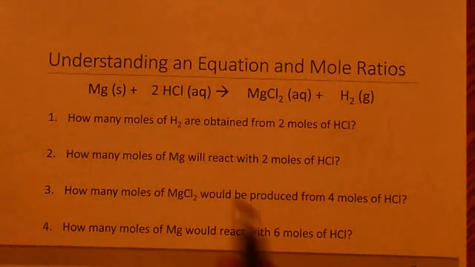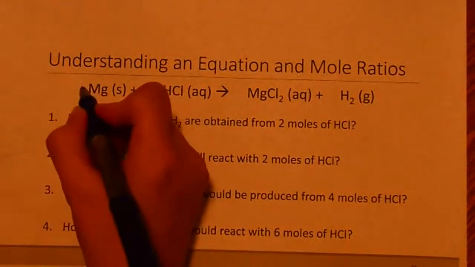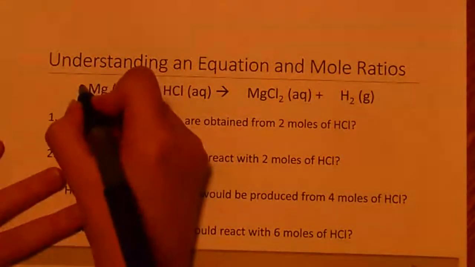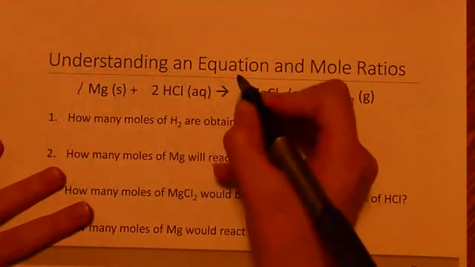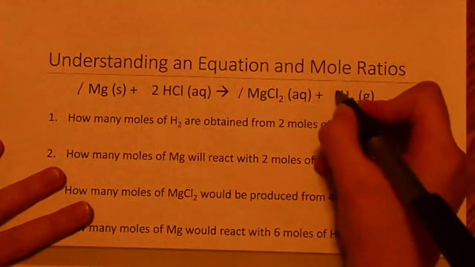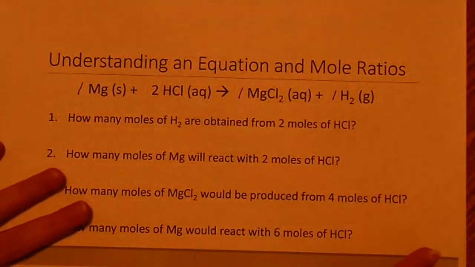Remember that where we don't see a coefficient, a big number out front, it's understood that there is a 1 in front of all of those. But let's just put those in there to be really clear.